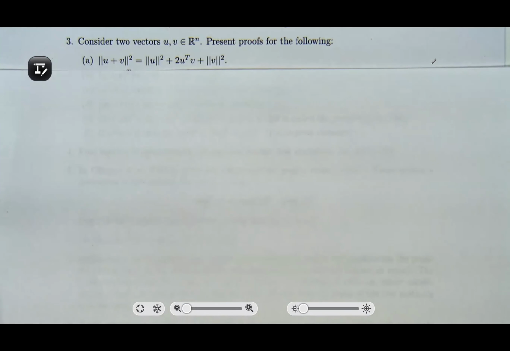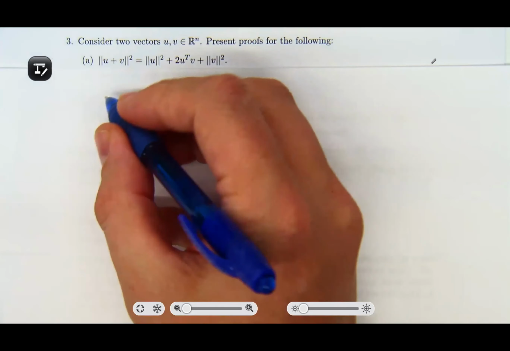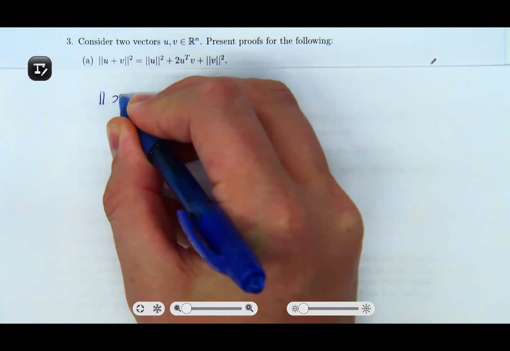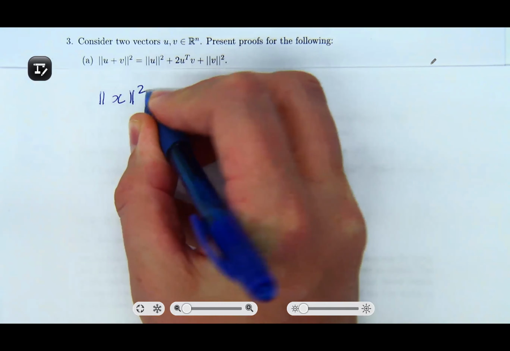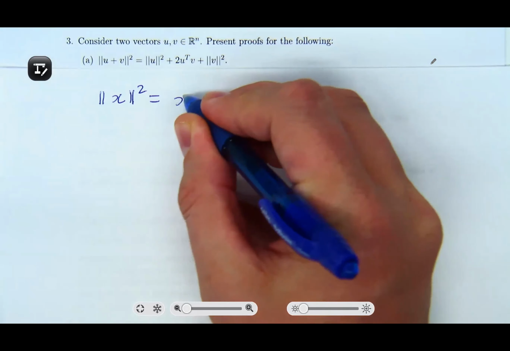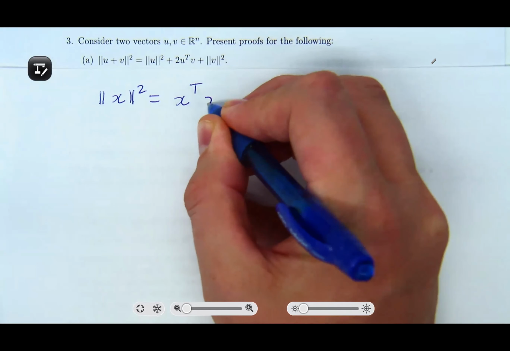Consider two vectors in Rn, so think of those as column vectors with n entries. Present proofs for the following. Okay, so the first one is the norm squared of u plus v, and then there's the right-hand side. You've got to prove that those are equal. Now, I'll just give you a hint: use the identity that the norm squared of the vector x is equal to the vector x transposed times x.